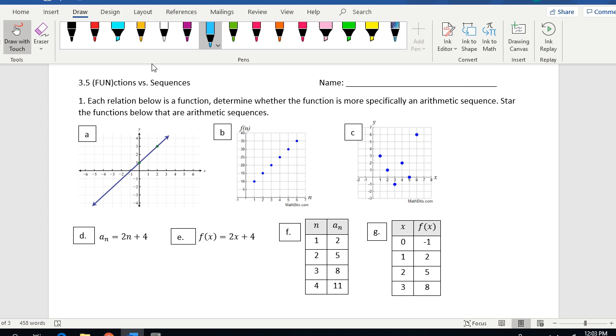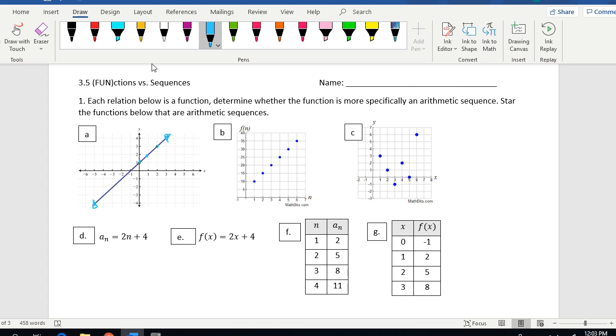So looking at A, I do have a linear function. This is continuous because I have a line and arrows going in either direction. My points are connected. Therefore, this is not a sequence. It's a function, just not an arithmetic sequence.